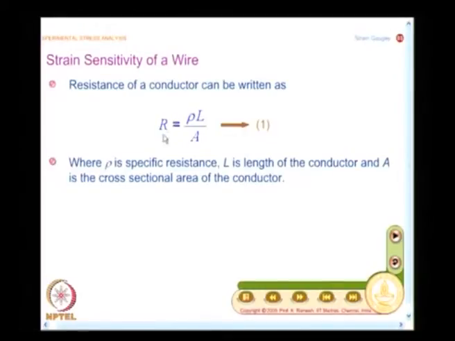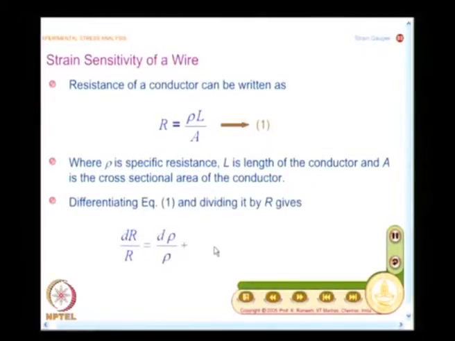So, we will differentiate this and find out what is dR by R, and it is very simple to write. I have dR by R is given as d rho by rho plus dL by L minus dA by A. And why do we do this? We want to focus on the strain sensitivity of the wire. So, that is given by dL by L, and dR by R is what I am going to measure.